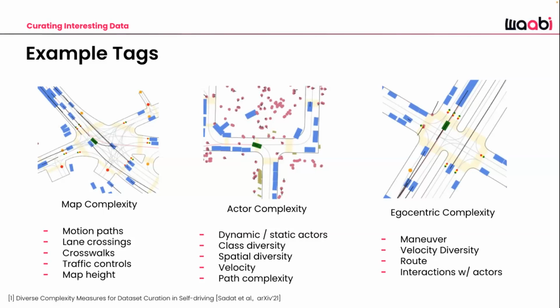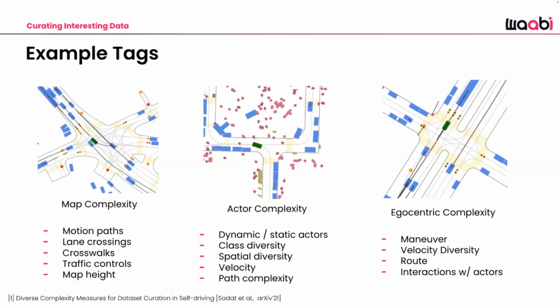So you can have tags that are related to a map, to the actors within the map, or to your own behavior. So things like, for example, the map complexity, specific kinds of interesting intersections. Actor complexity might be the number of actors and their overall aggregate behavior. And then ego complexity, you can look for things like harsh braking, excessive speed, or any other interesting, unusual occurrences.